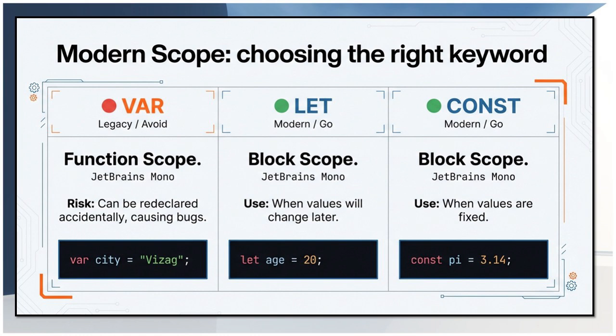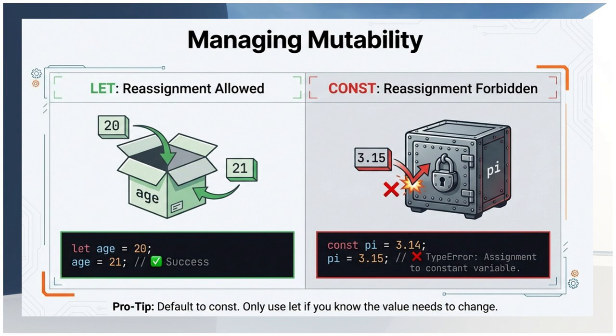Here is a perfect example for let. Let's say we create a variable called age, and we store the number 20 in it. Well, next year, on your birthday, that value needs to change to 21, right? Because we used let, the program lets us make that change. No problem. It's flexible. But what about values that should never change? Think about the mathematical constant pi. It's always 3.14, and so on. For that, we use const to create a constant variable. This tells the program, hey, lock this value in, protect it. If you try to change it later, the program will throw an error, which is actually a good thing. It stops you from making accidental mistakes in your code.